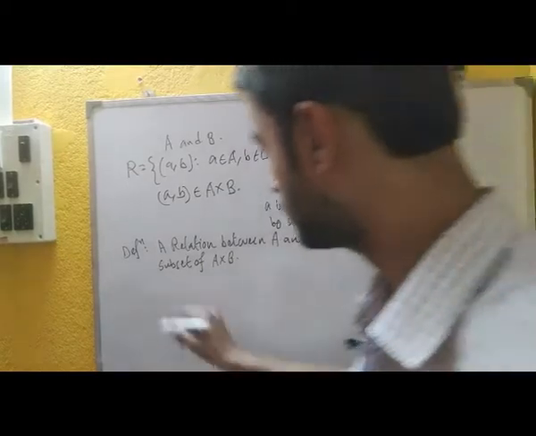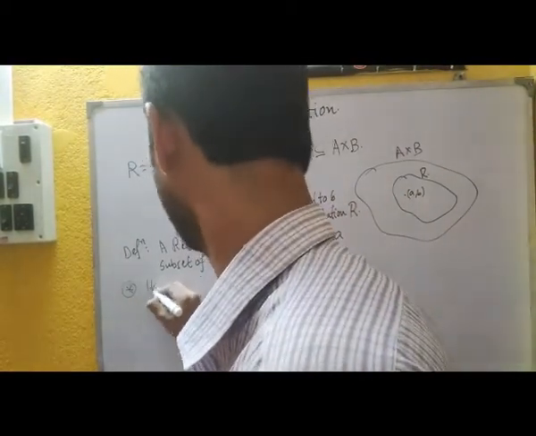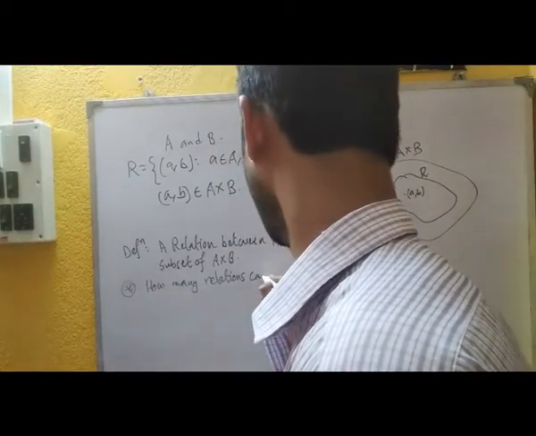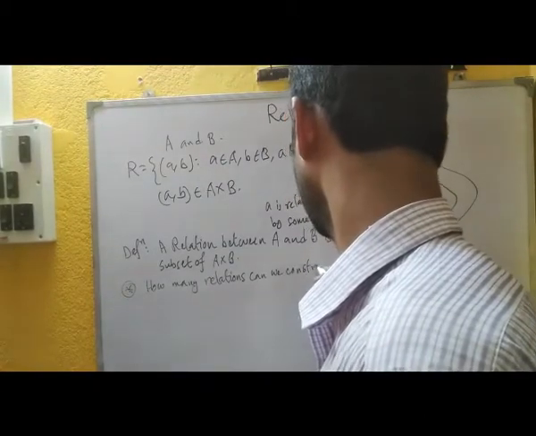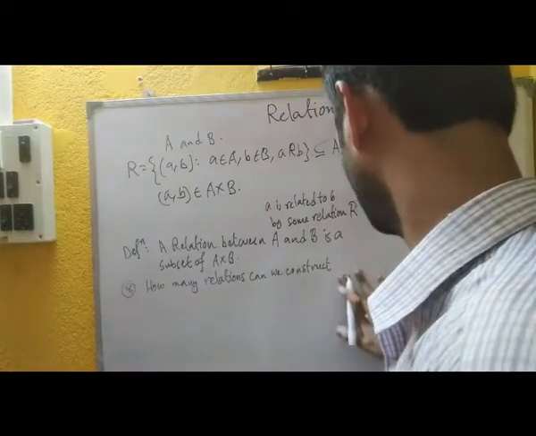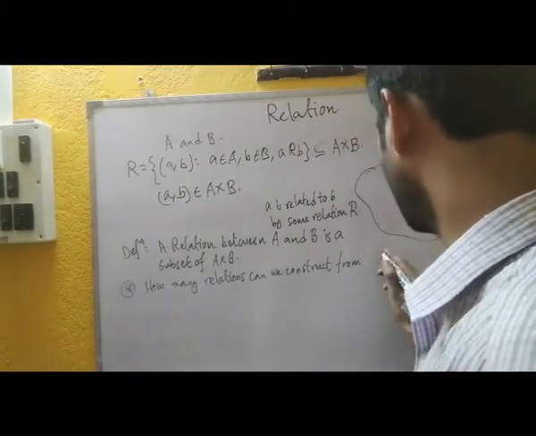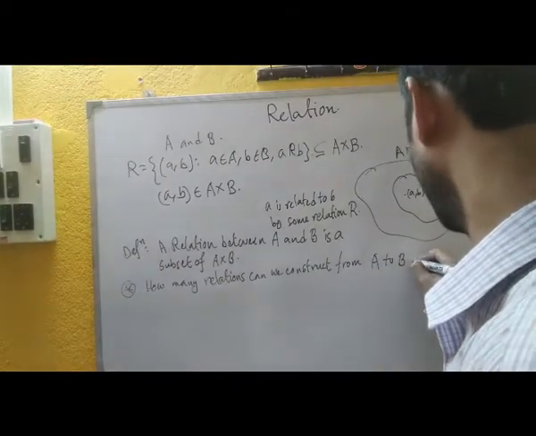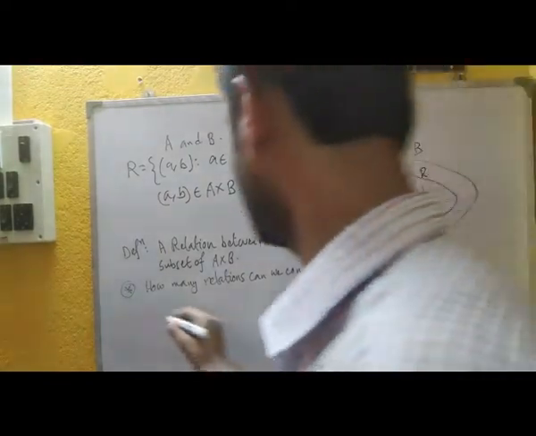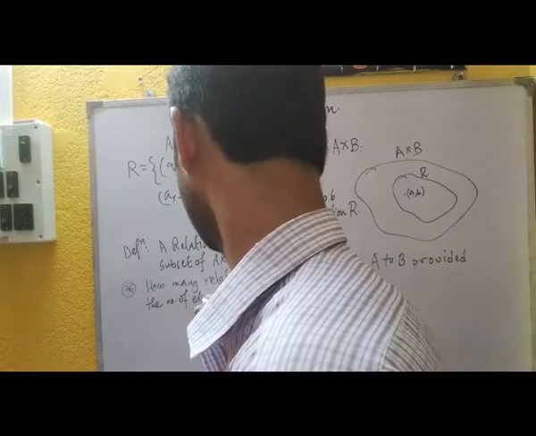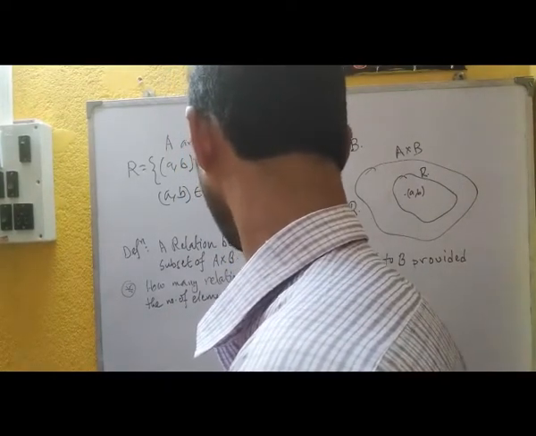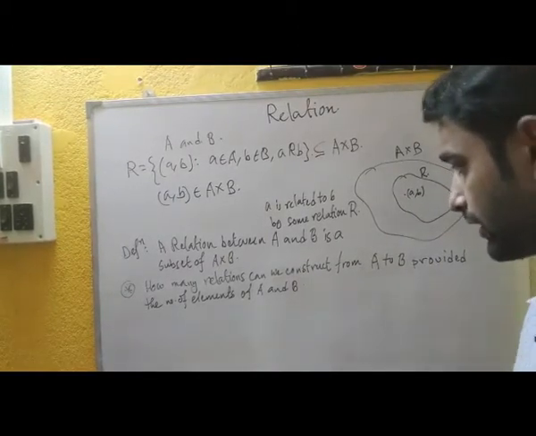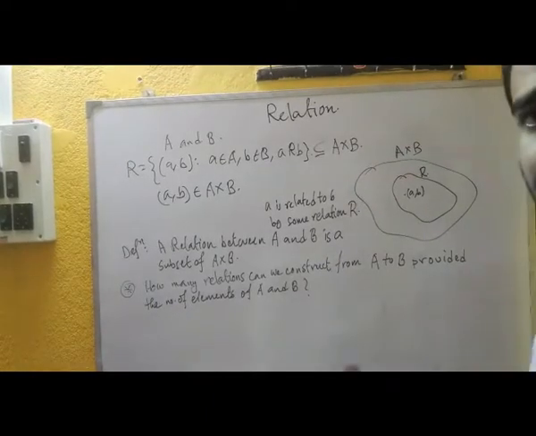So the first question that comes here is how many relations can we construct from two sets, say we are taking the sets A and B. So how many relations can we construct from A to B, provided the number of elements of A and B. So if the numbers of elements of these two sets are given, then how many relations can we construct between these two sets? So that is our first question.